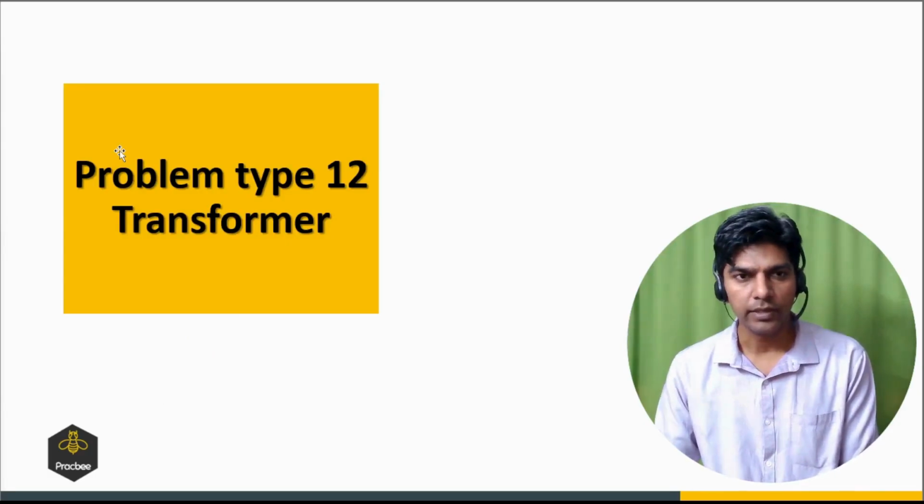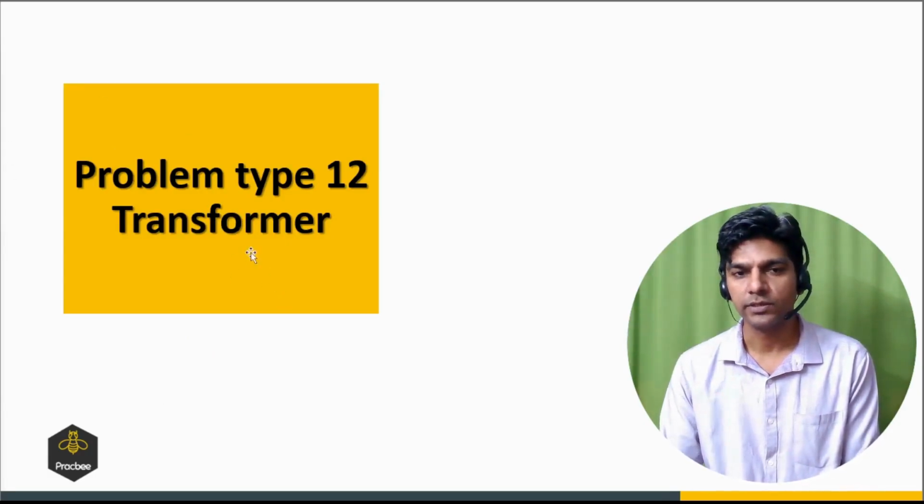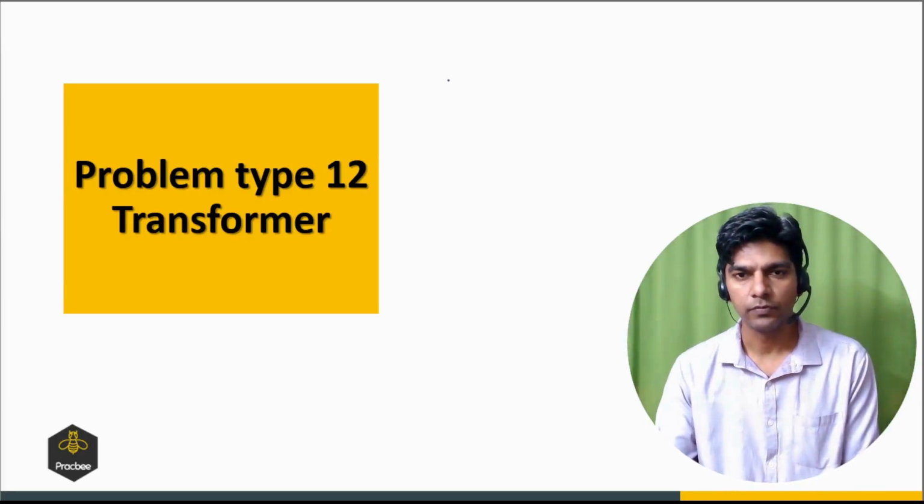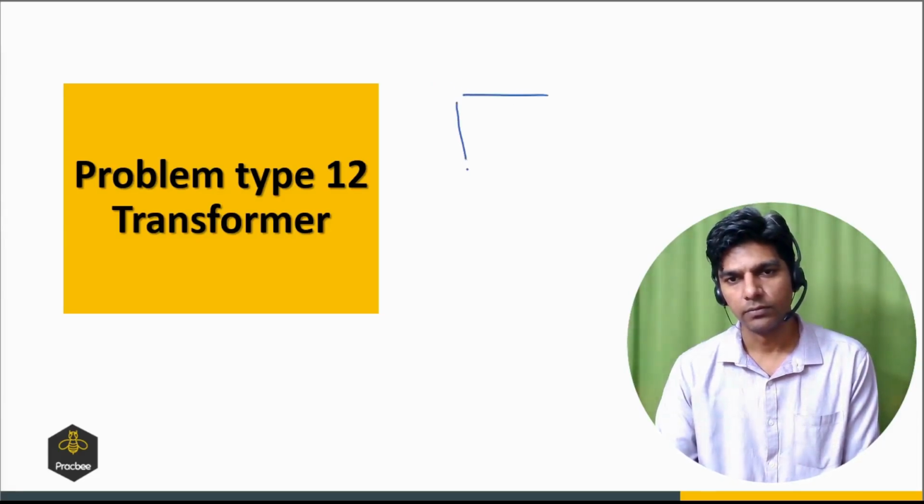Now the last problem type that we have to discuss is transformer. So in transformer, what you have to remember, there are two windings. So here we have the primary winding.